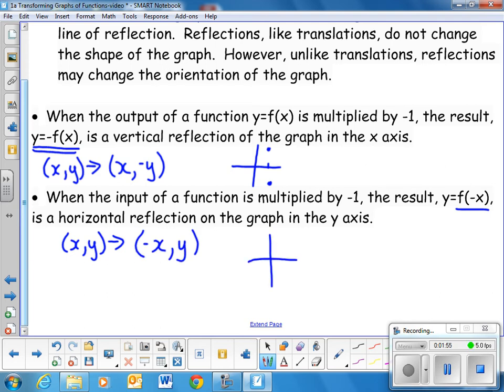So if I look at that same point as in the previous example, this time the y value is not going to change, but the x value is going to go from negative to positive. Any negative x values will become positive. So in the first one, our graph flips this way, and in the second example, our graph flips this way. And so the second one is called a horizontal reflection.